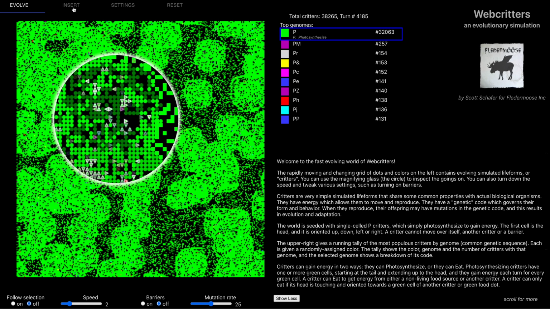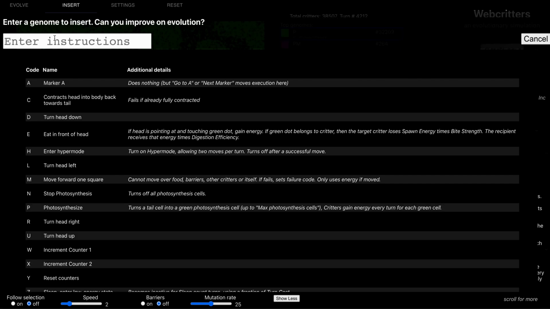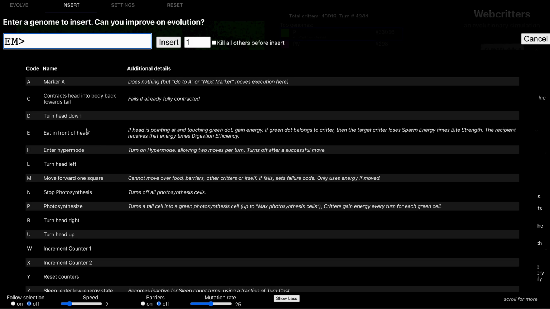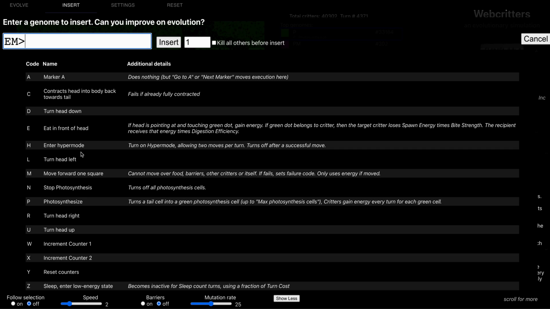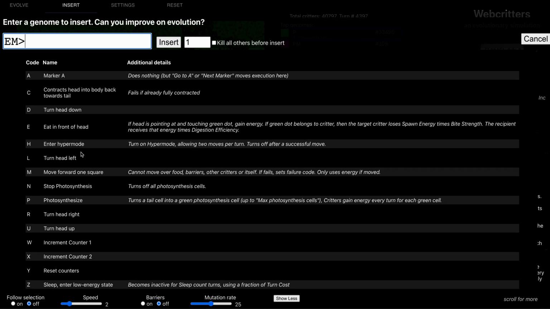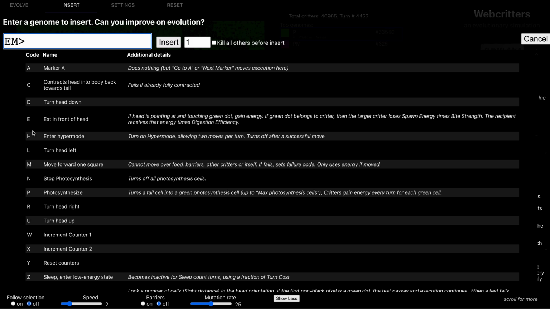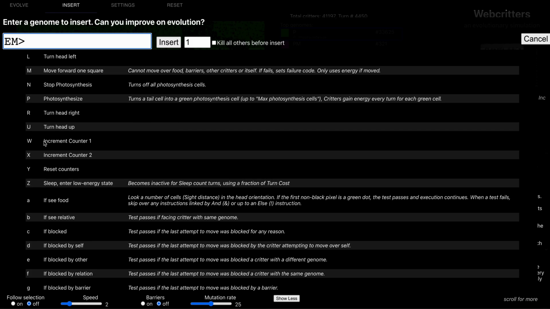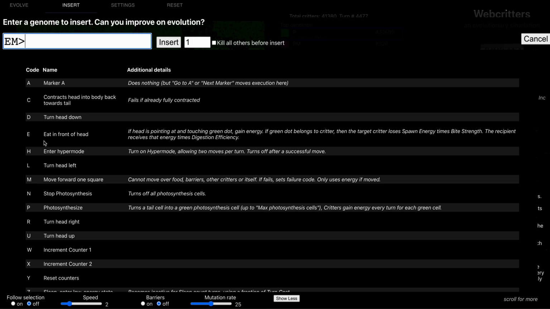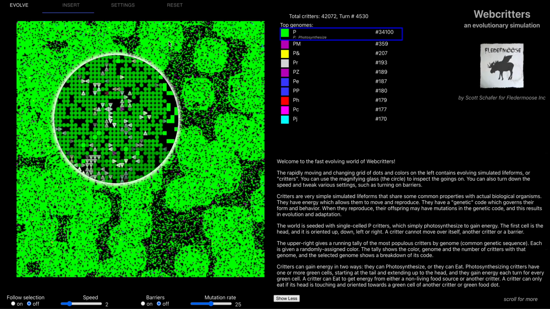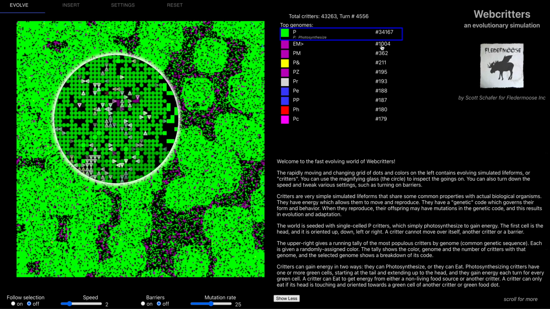And if you go to the Insert tab, this allows you to insert your own critter or a critter that evolved elsewhere. So we could just do something like this. This gives a list of all the available instructions and what they do. So this critter would eat, move, and turn right. And we can insert 1,000 of these just for fun. Okay, so here they are.